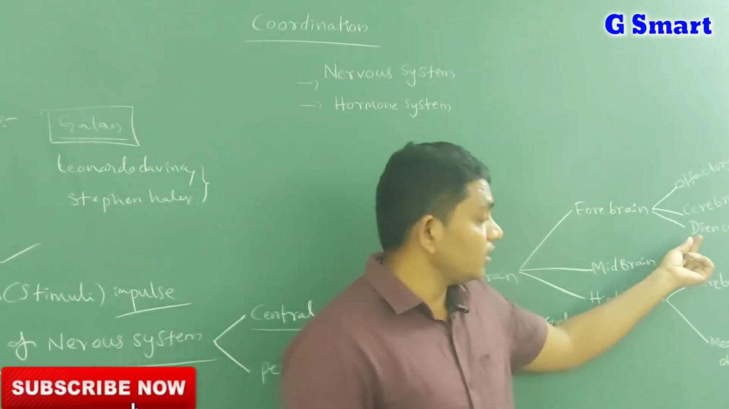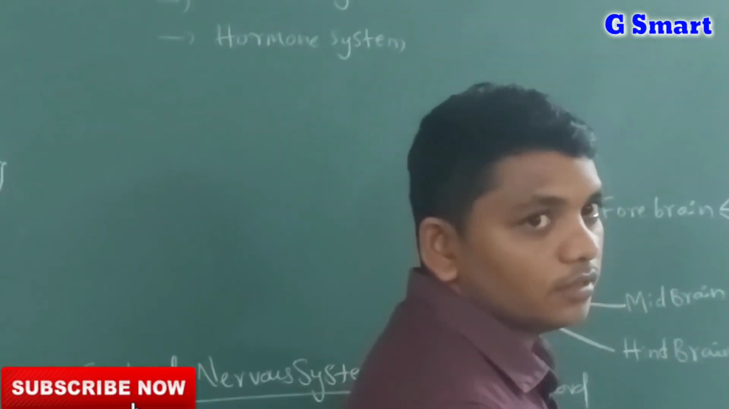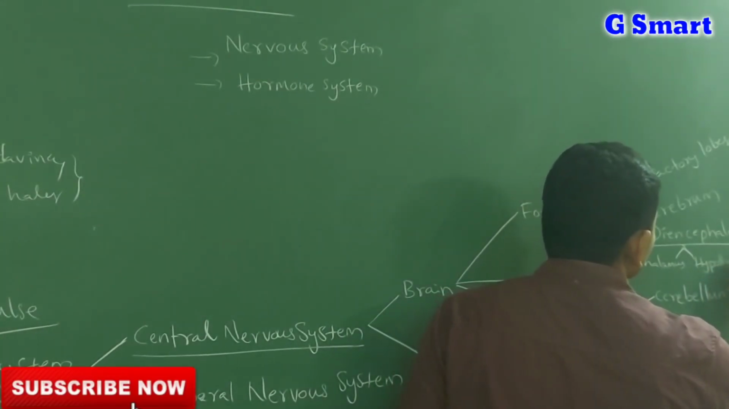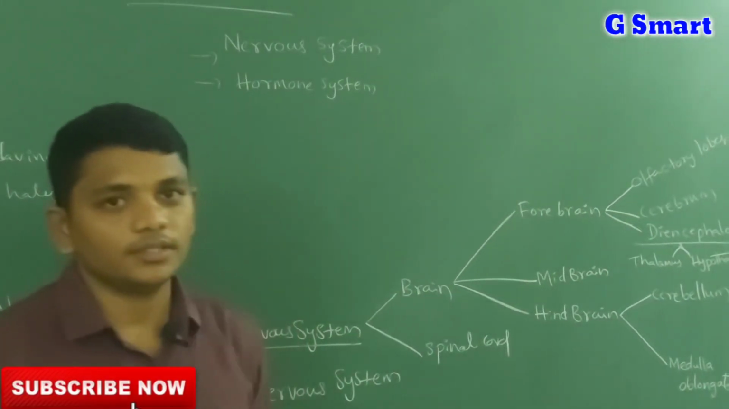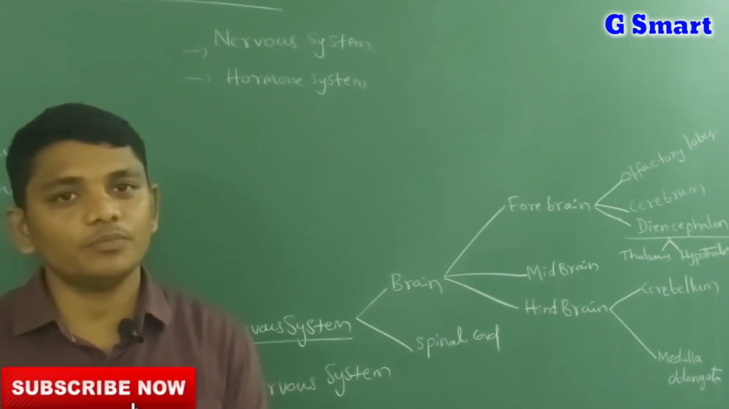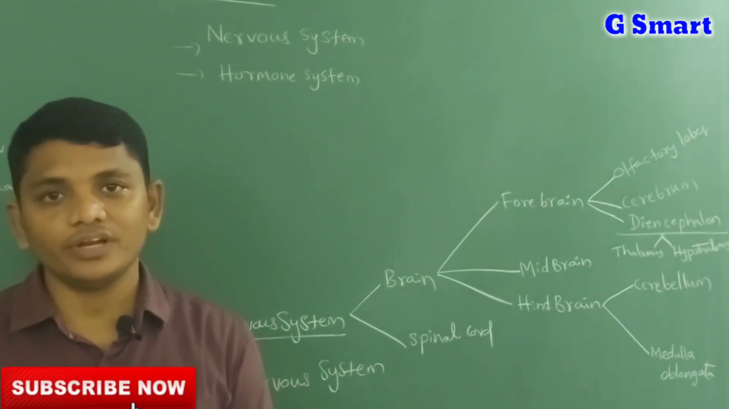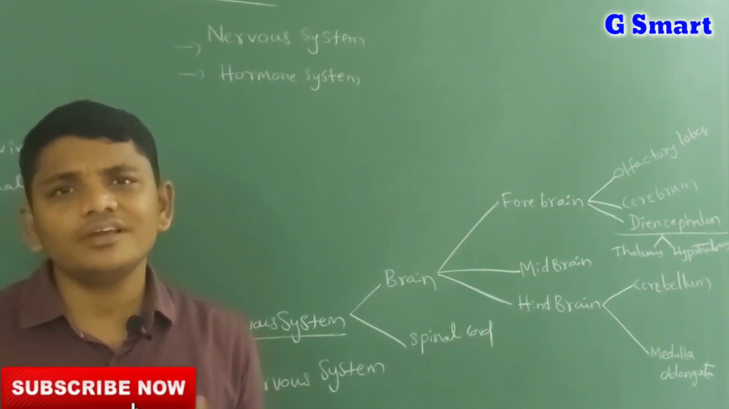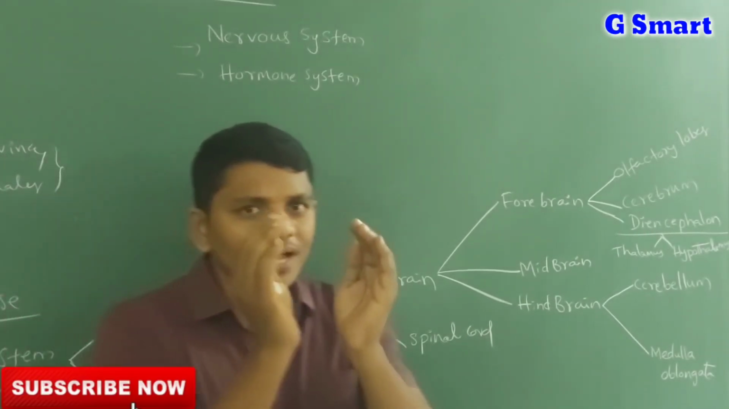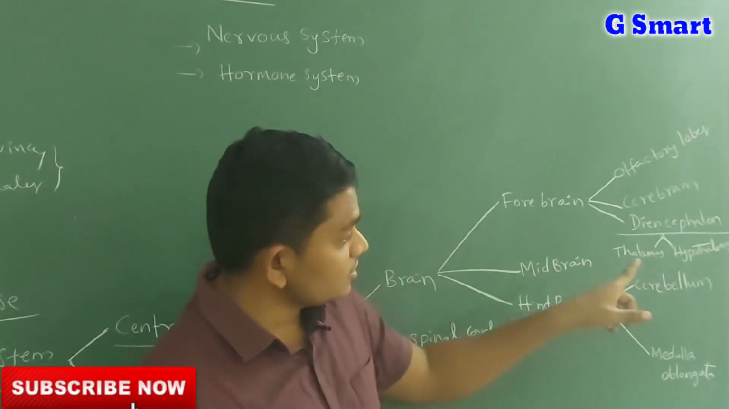Here, you have to observe keenly. The diencephalon is again classified into two parts: thalamus and hypothalamus. You know, the hypothalamus belongs to the hormone system. In the hypothalamus, we can see a gland called the pituitary gland, which is the most important gland in our body, which secretes hormones, and it is also called the master gland. So the master gland is located in the hypothalamus area. Hypothalamus is a part of the diencephalon, and the diencephalon is a part of the forebrain.